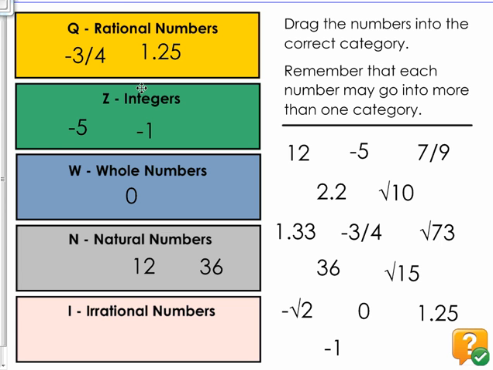All right, my rational numbers: 1.25, -3/4, 2.2, that type of thing. My irrational numbers on here would be like the square root of 73. We know that that's not a perfect square. It's somewhere between 8 and 9, between the square root of 64 and the square root of 81. All right, square root of 15, square root of 10, and negative square root of 2.